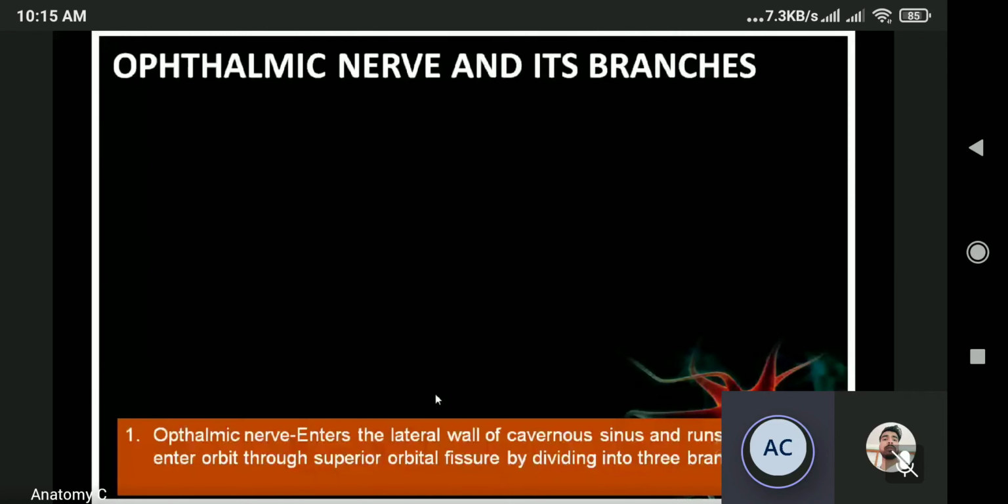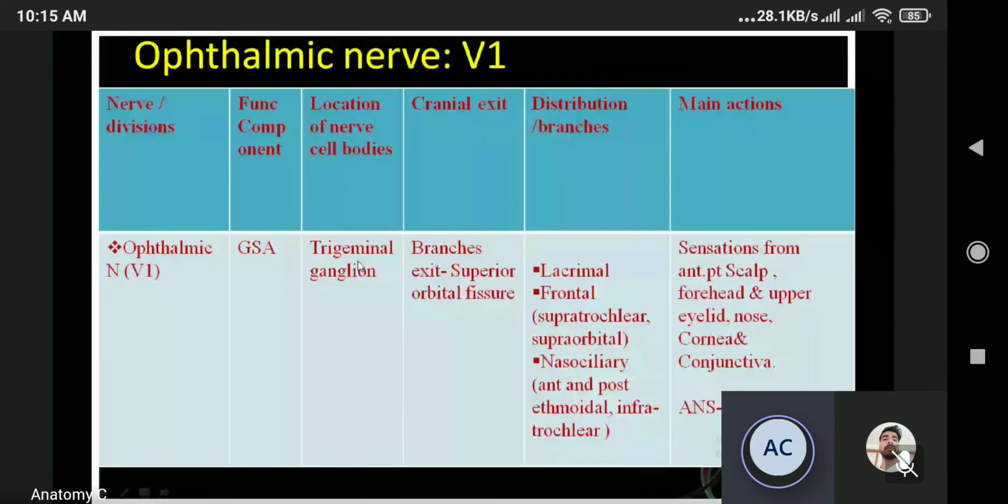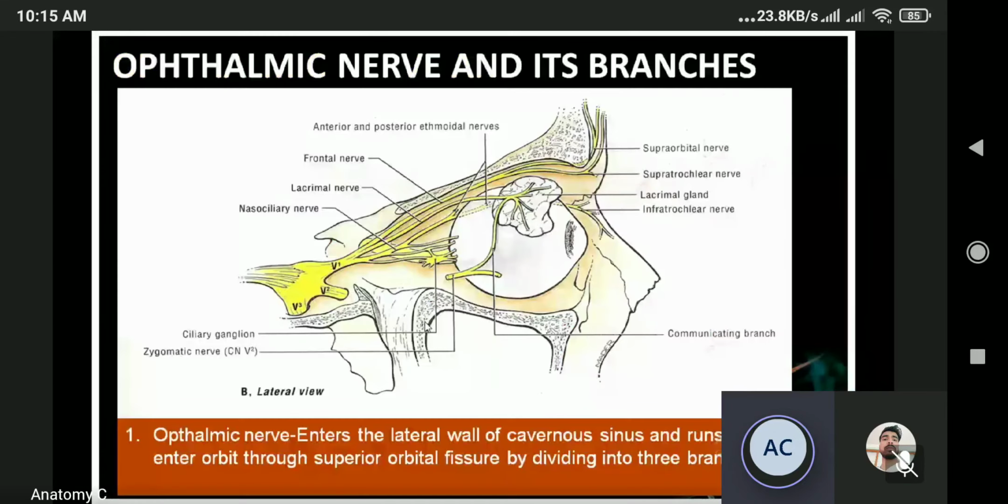Now just see, I'll repeat once again. This one is the trigeminal ganglia. This is the anterior border of the trigeminal ganglia, from where we have the three divisions, V1, V2, V3. The V1 is the ophthalmic, which is pure sensory. The ophthalmic nerve will pass through the lateral wall of the cavernous sinus. Then it will enter into the orbit through the supraorbital fissure after dividing into the three branches. So you can see the lacrimal, the frontal nerve, and the nasociliary.